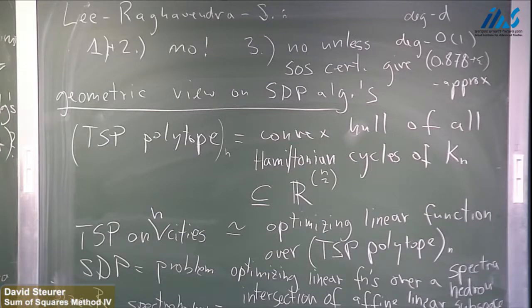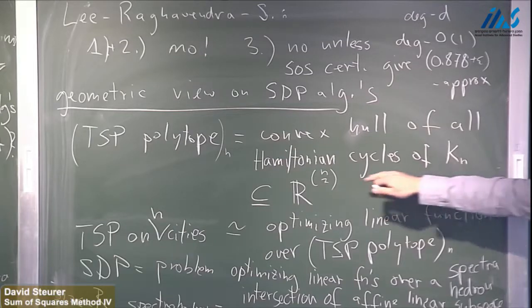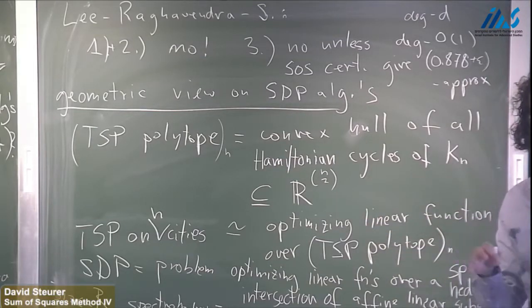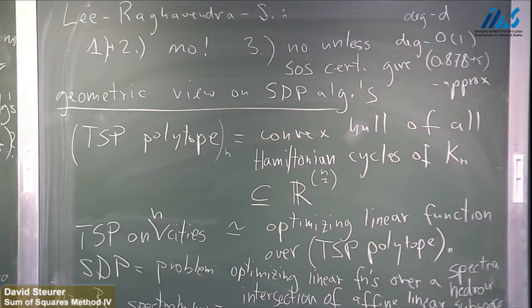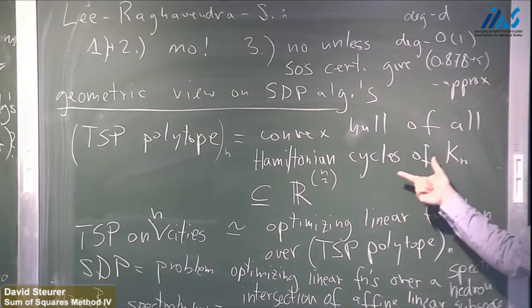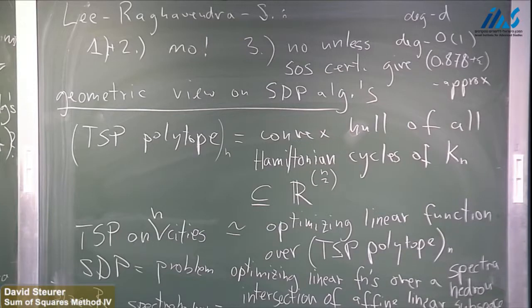So for max cut, you have to be a bit careful. If you want it to be a linear function, then you want to think of cuts as edge sets, because then the characteristic vector is the vector of edges. Yes, exactly.